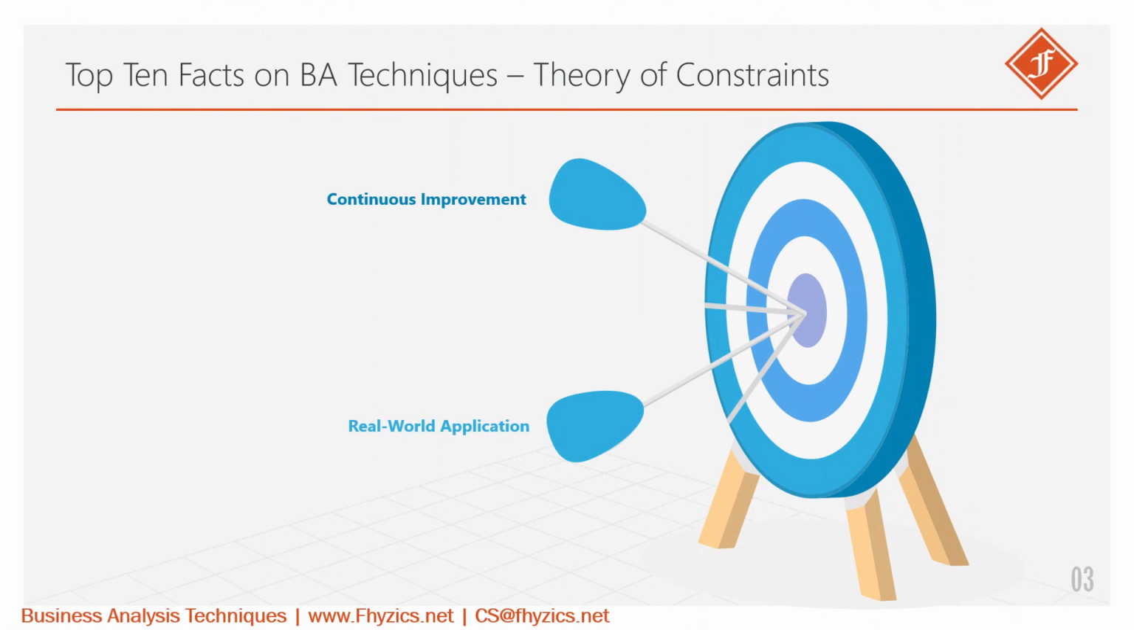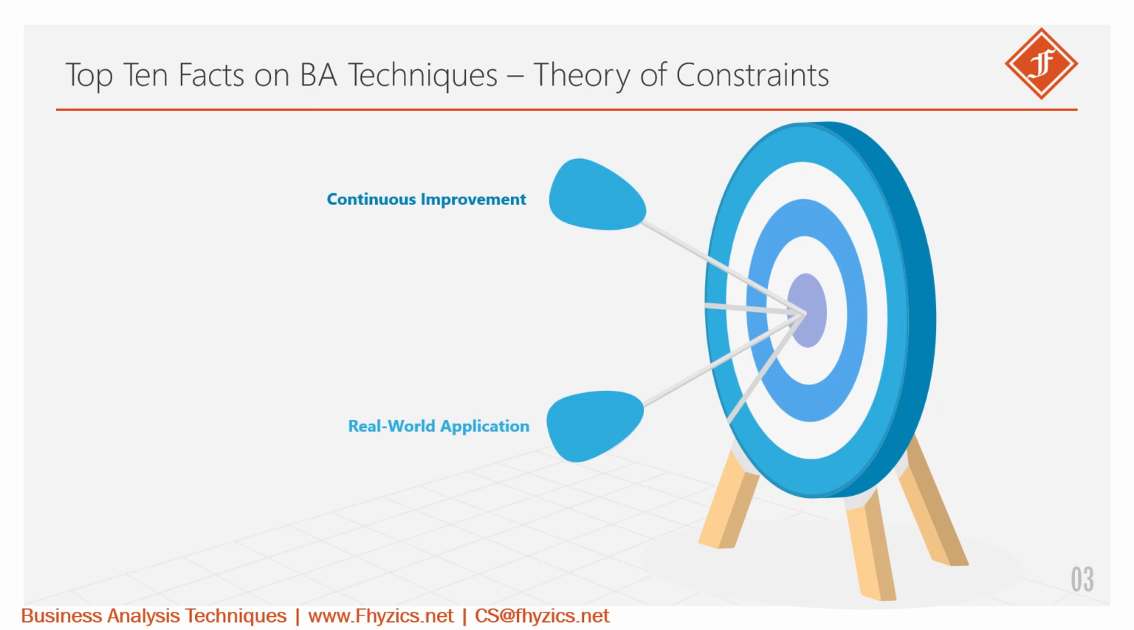Continuous improvement. TOC advocates for continuous improvement as an ongoing process. By identifying and addressing constraints, TOC helps in removing bottlenecks, improving system performance, and uncovering new constraints. This iterative process allows for continuous improvement and optimization of system performance.